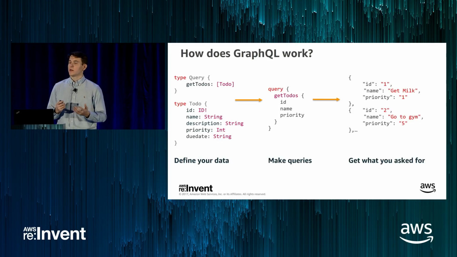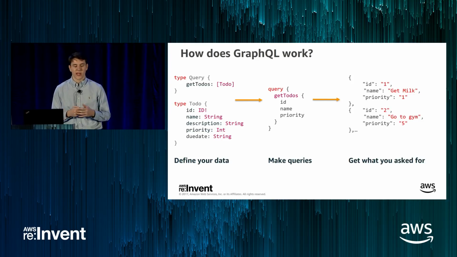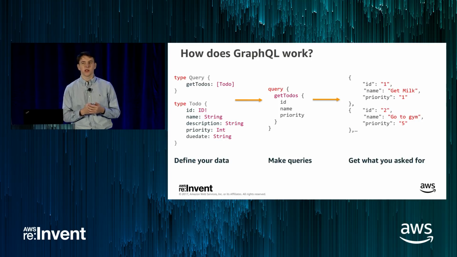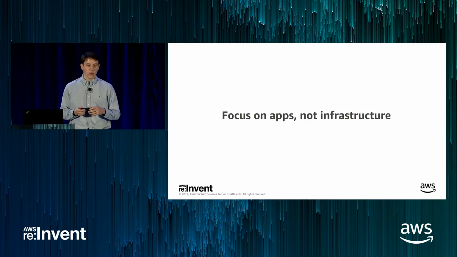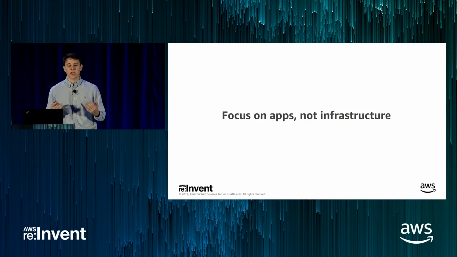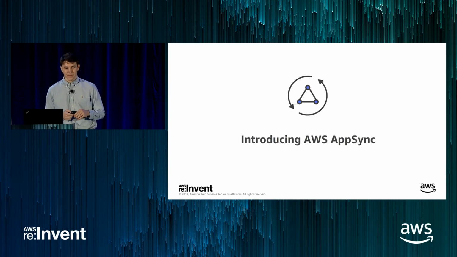So this is great. GraphQL is really awesome. It solves a lot of problems that you confront when you're building web and mobile applications. But there's still a complexity to it because there's still infrastructure and you're still managing large-scale systems. So what we did is we wanted to find a way to allow you to focus on apps and not infrastructure. And so we built this new service called AWS AppSync.